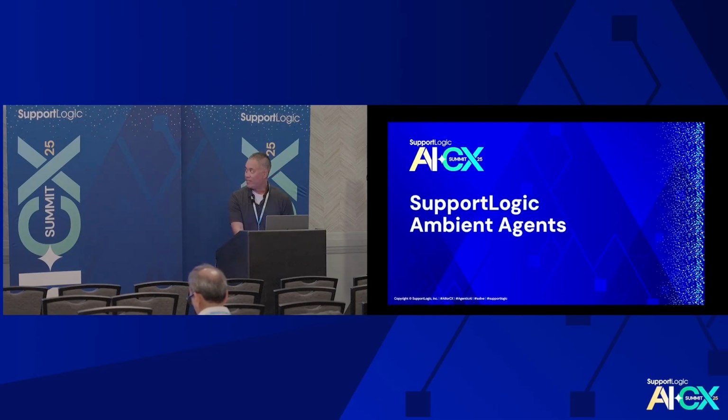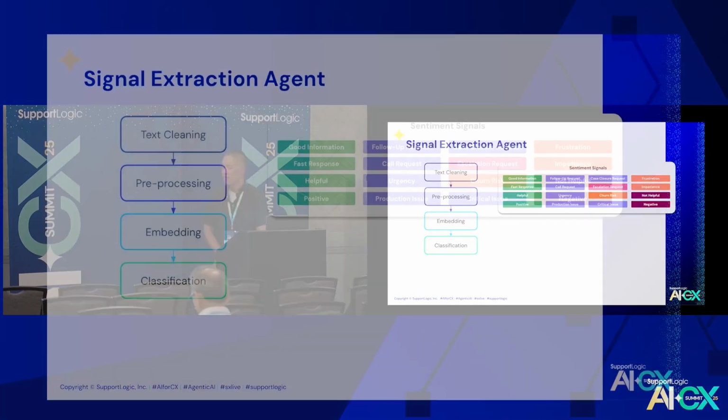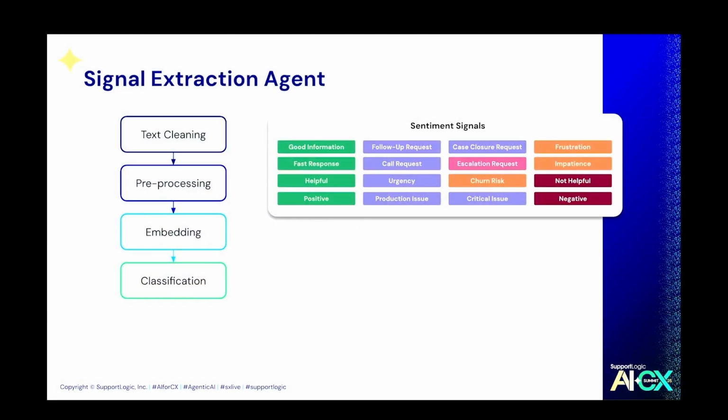So what are some of the ambient agents that we have available? Right off the bat is the signal extraction agent. This is using our NLP technology to extract those sentiment signals. We have a variety of them, as I mentioned earlier. We're not just focusing on the positive and the negative and the neutral. We're giving you exact reasons on why it's negative or why it's positive or why it's neutral, including the attention signals, right? What's important to them, what's critical to your customer, and what's time sensitive in terms of the information that they're providing.